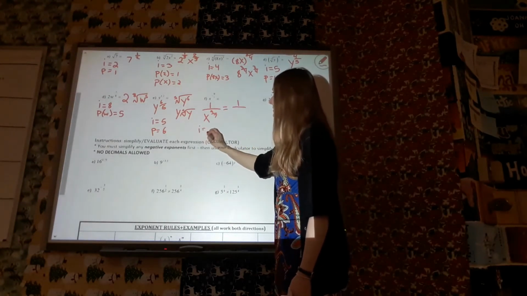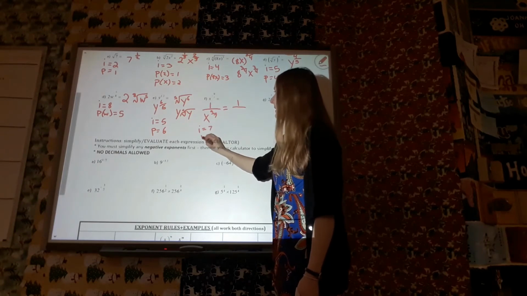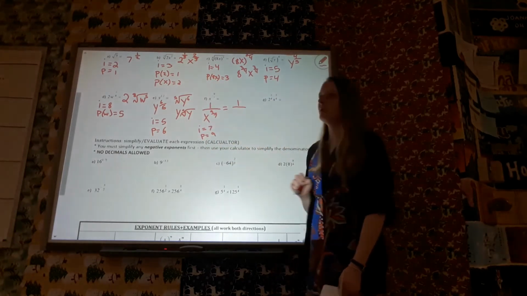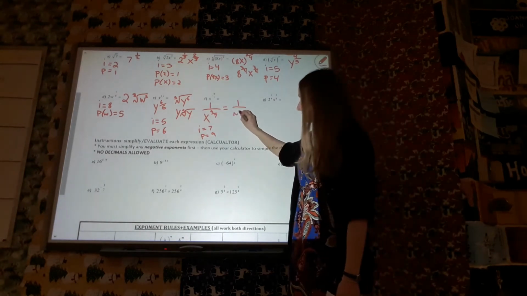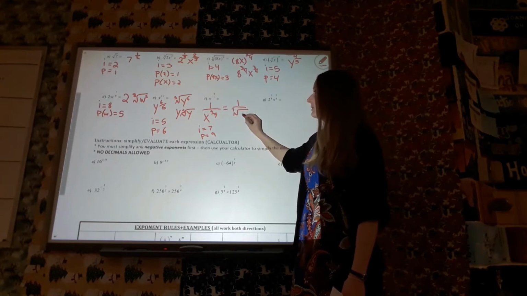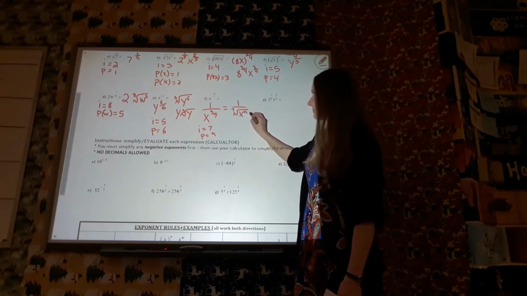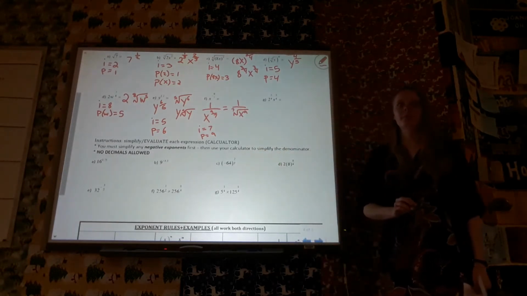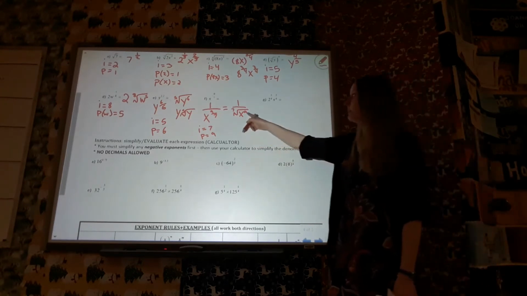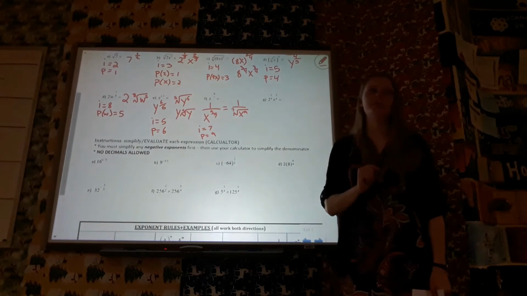So what's the index? 7, and the power? 9, right? So then what would the radical be? The 7th root of x to the 9th power, right? Okay, can I simplify that? Yes. Whenever the power is bigger than the index, you can simplify, okay?